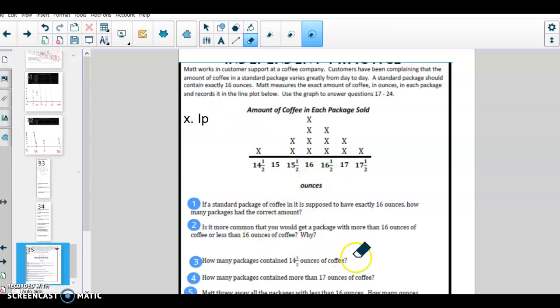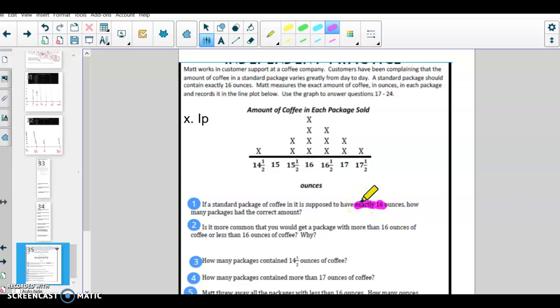If a standard package of coffee is supposed to have exactly 16 ounces, how many packages had the correct amount? Well, we've got some key words here. Exactly. If it is exact, that means it has to be 16 ounces. It can't be a little more, it can't be a little less. It has to be exactly 16 ounces.